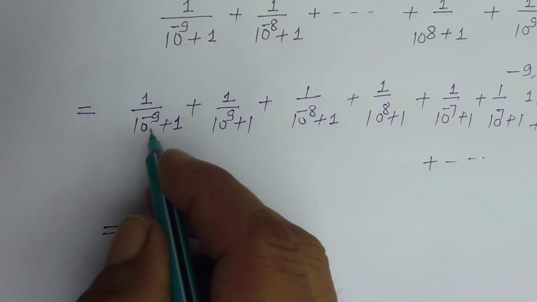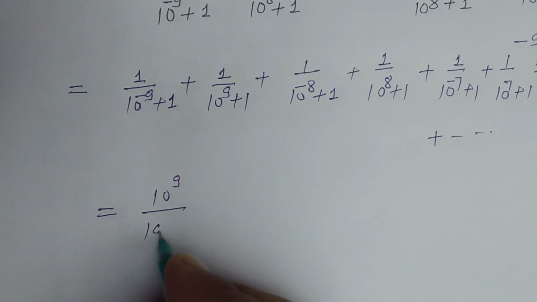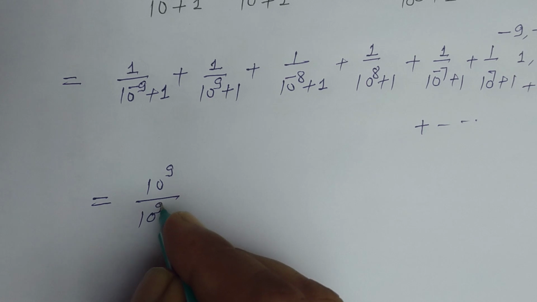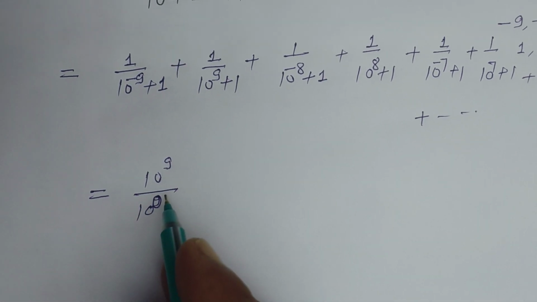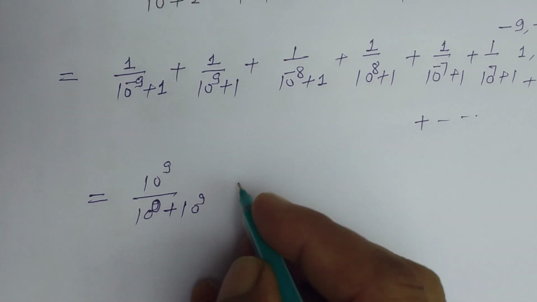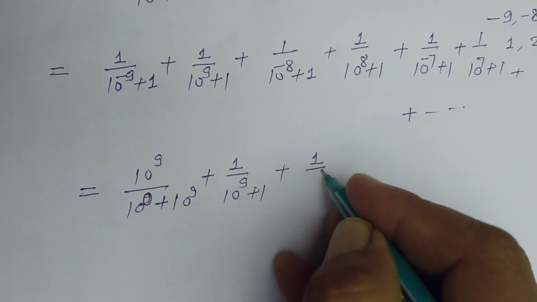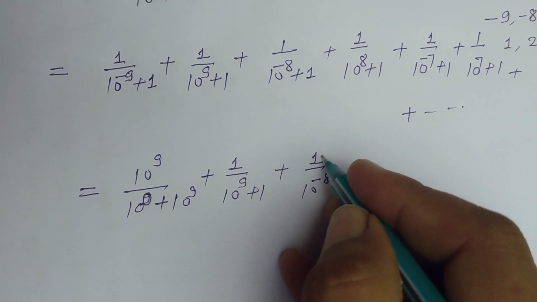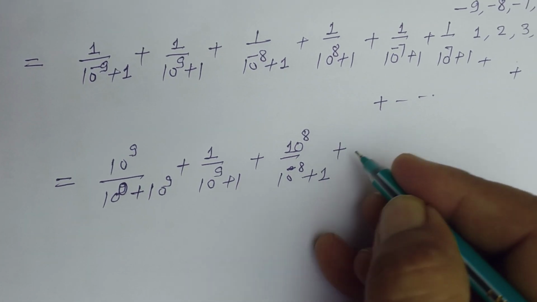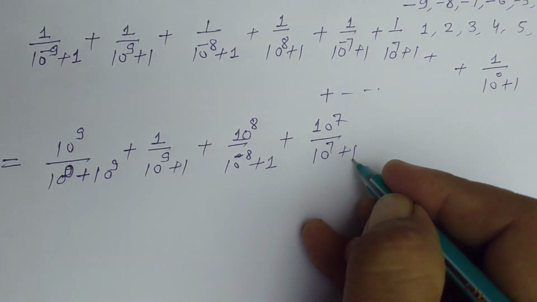So if we multiply this numerator and denominator by 10 to the power 9, this becomes 10 to the power minus 9 into 9 plus 10 to the power minus 9 into 10 to the power 9, so this becomes 0 plus 10 to the power 9. Okay, 1 upon 10 to the power 9 plus 1. Then 1 upon 10 to the power minus 8 plus 1: we multiply this by 10 to the power 8, so this becomes 10 to the power 8 plus 1. Okay, we multiply 10 to the power 7, this becomes 10 to the power 7 plus 1, and so on.